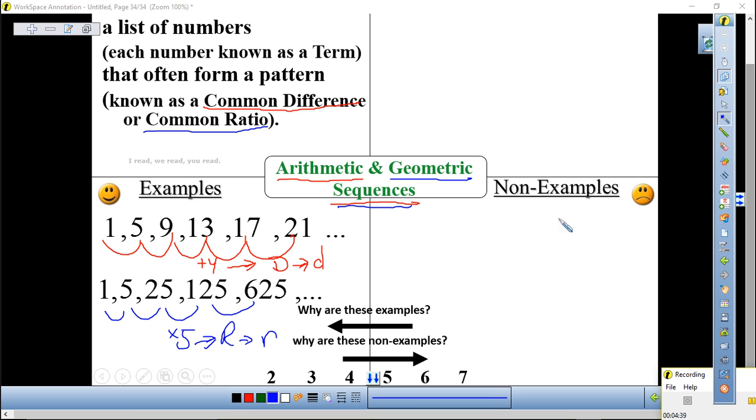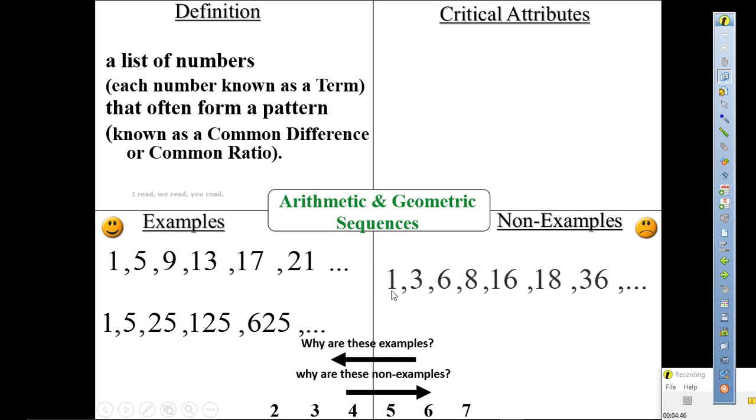All right, here we go. Next, copy these non-examples: 1, 3, 6, 8, 16, 18, and 36. As you're copying that one, try and see if you can find a pattern. Don't say it out loud. Keep it to yourself. Talk it over with your neighbor and see if they found a pattern.